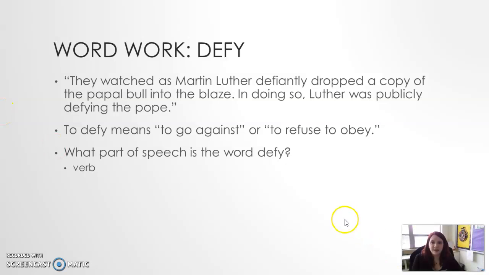Our word work for today is defy. They watched as Martin Luther defiantly dropped a copy of the papal bull into the blaze. In doing so, Luther was publicly defying the Pope. To defy means to go against or to refuse to obey, and it is a verb.